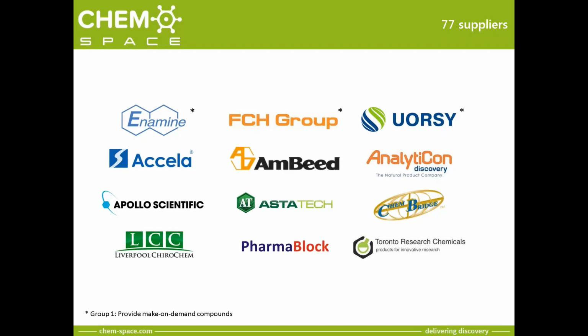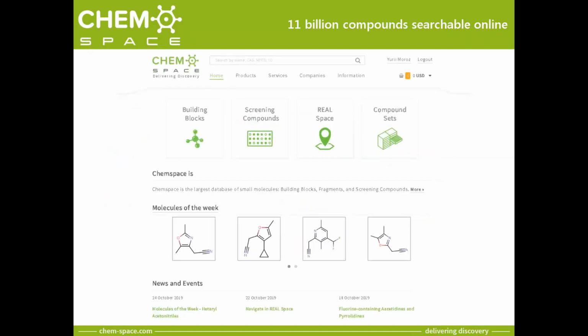We have over 70 suppliers presented on Chemspace, and most of them, as you can see, are pretty respectable and well-known chemical catalog providers. As I mentioned, we are a marketplace, and we have over 11 billion compounds you can search and buy from us. And we have different categories, including building blocks, screening compounds, and that's basically Real Space, as well as some of the compounds collected in compound sets available for download.